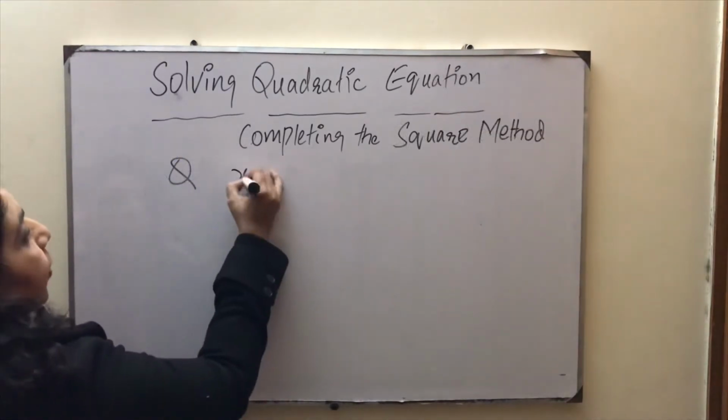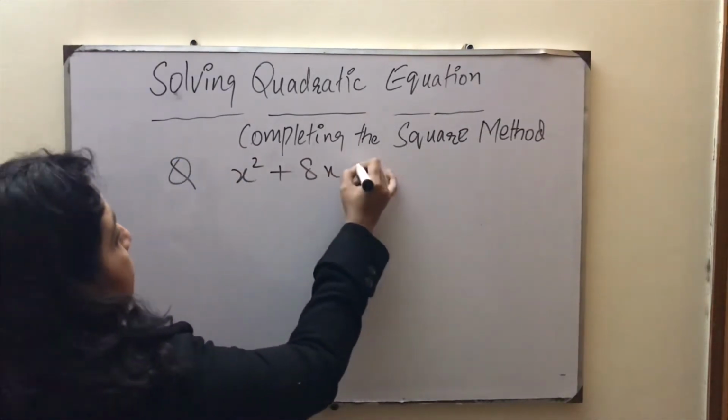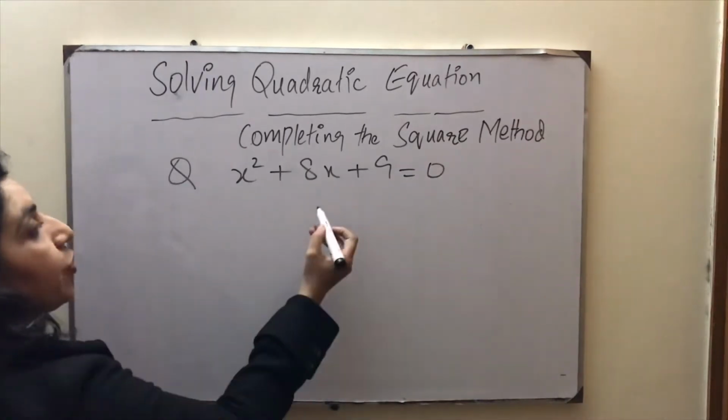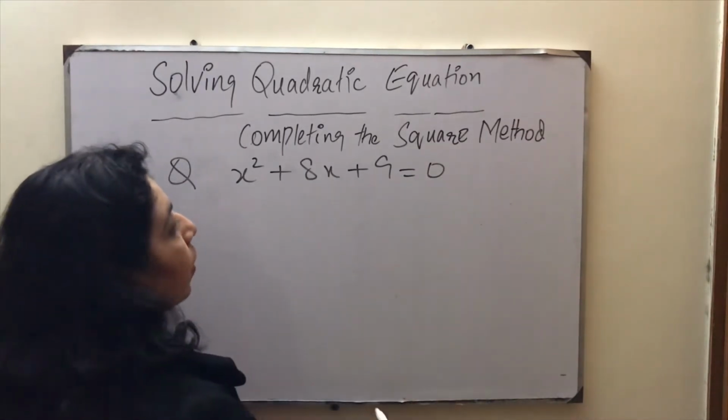The second question is x square plus 8x plus 9 equal to 0. First we apply the factorization method on this equation.